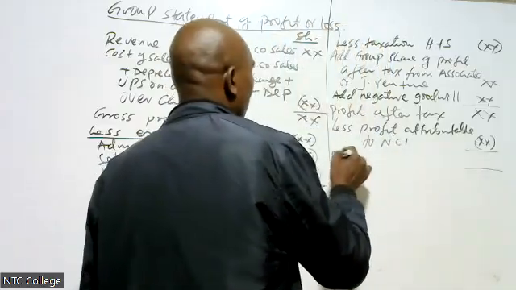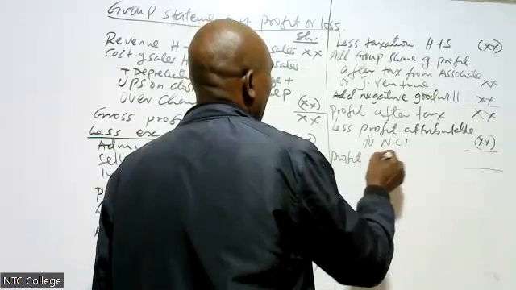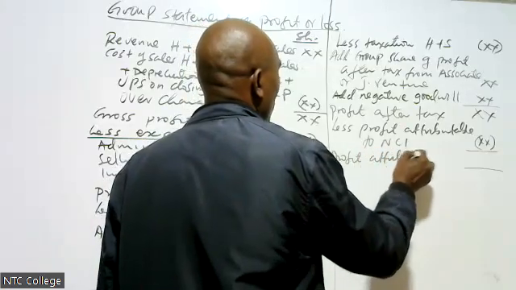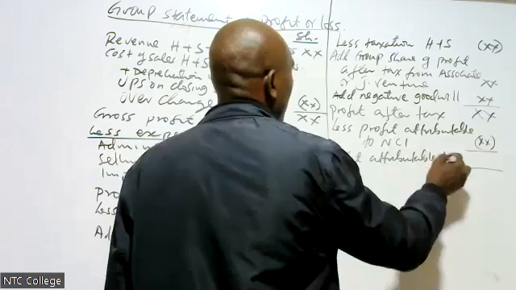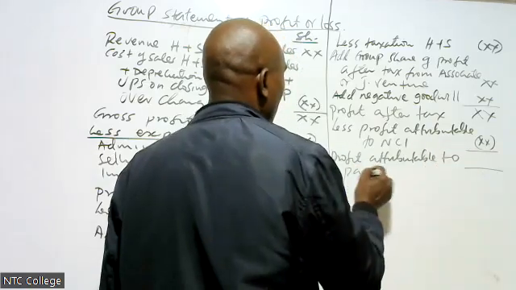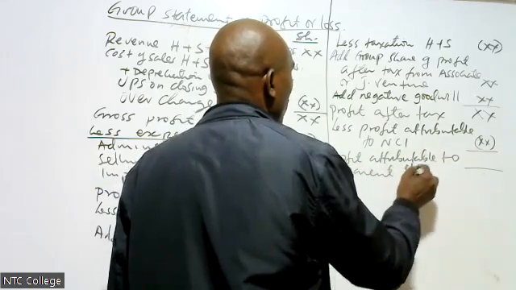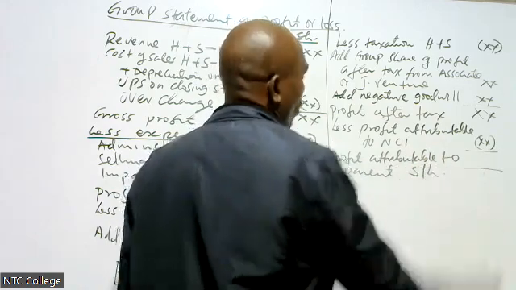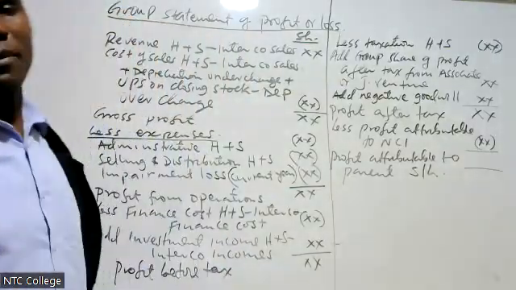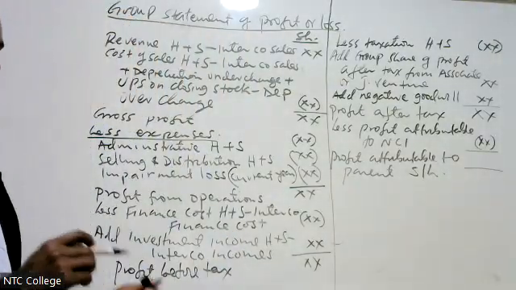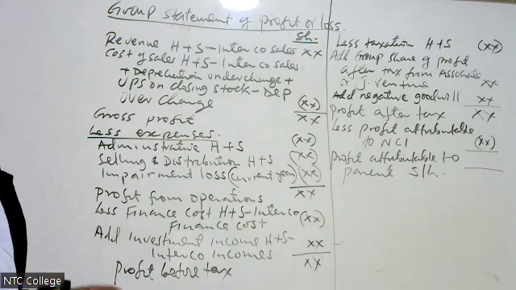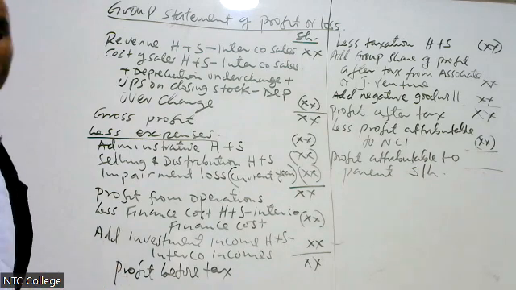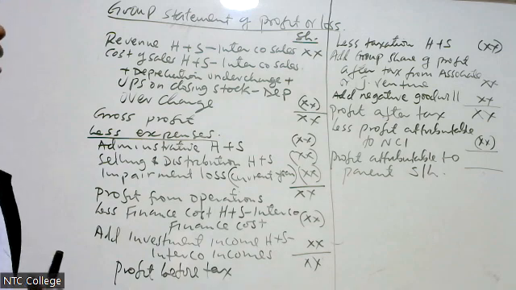Then I get profit attributable to parent shareholders. SH is shareholders, parent shareholders. I get profit attributable to parent shareholders. That is how we prepare group income statement.